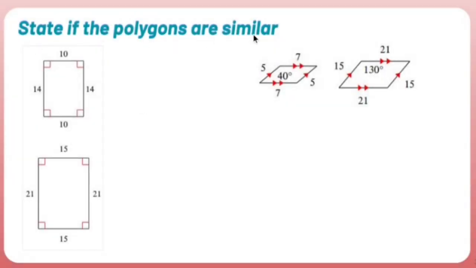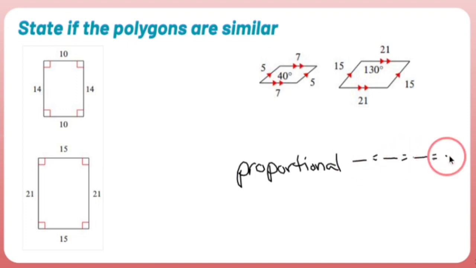State if the polygons are similar. So I have to check if these two are similar, and I have to check if these two are similar. It's two things that you're looking for here. You have to make sure that all of your sides are proportional. That means if I have a quadrilateral, I have to make sure that one fraction equals another fraction equals another fraction equals another fraction. Okay, and I do that with corresponding sides. So I would do like 10 seems to match up with 15. So 10 over 15 and so on and so forth.